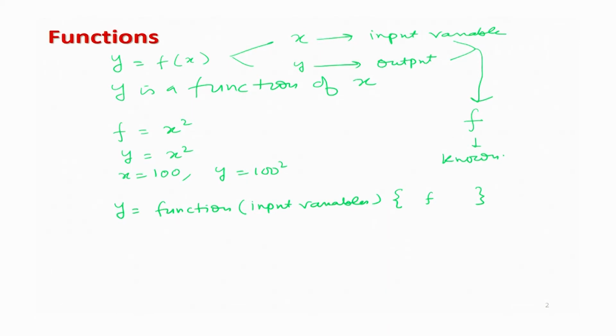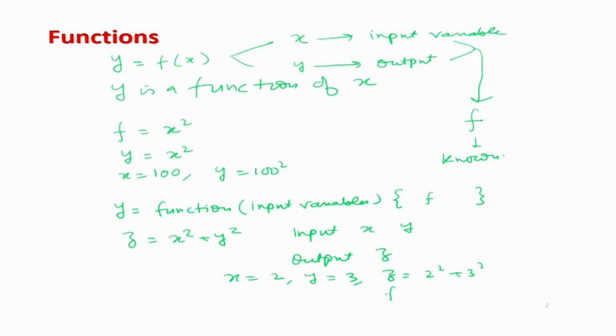That's all. Right. Similarly, if I write z is equal to x square plus y square, this means your input variables are x and y, and your output variable is z. So if you take x equal to 2, y equal to 3, then z is going to be 2 square plus 3 square, and your f is like a square function and then a sum. This is the same thing I am going to do in this lecture today. So, let us begin our lecture and try to understand it.